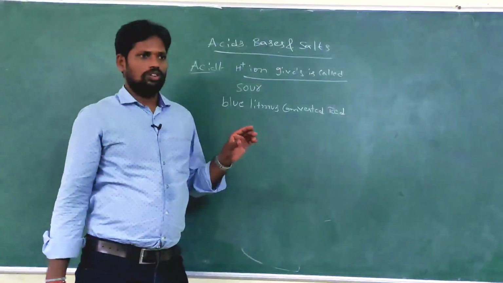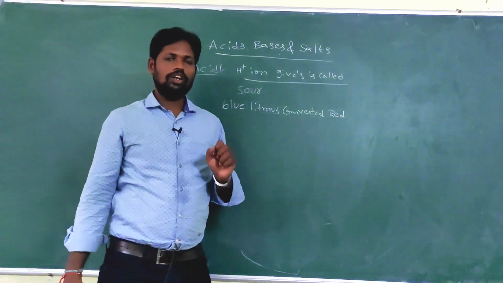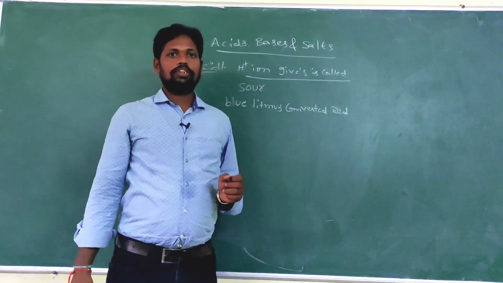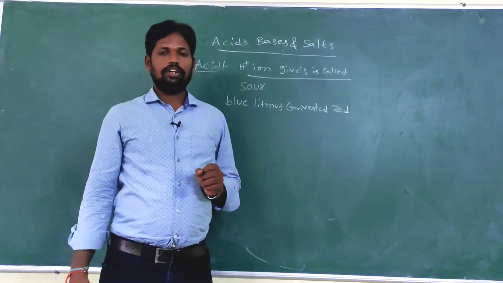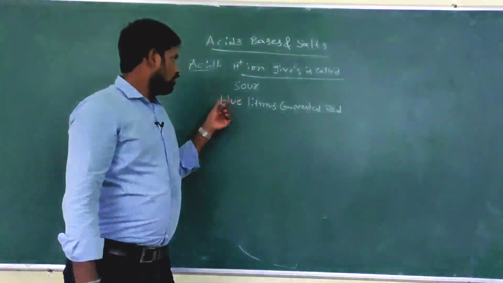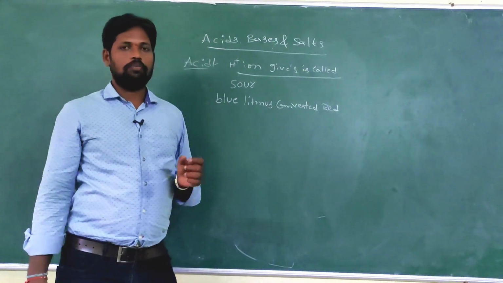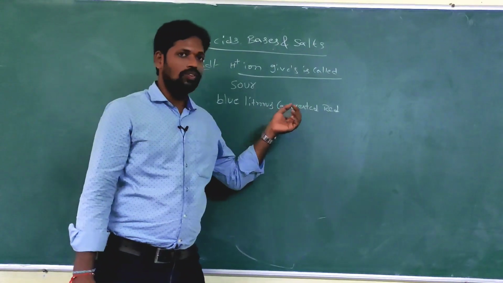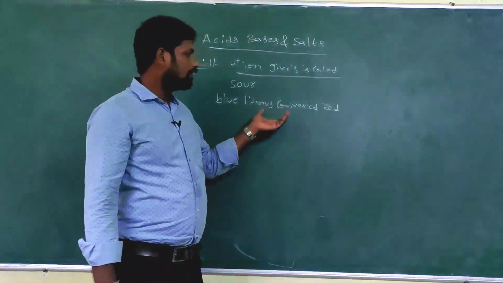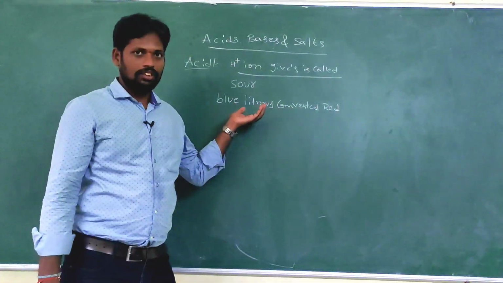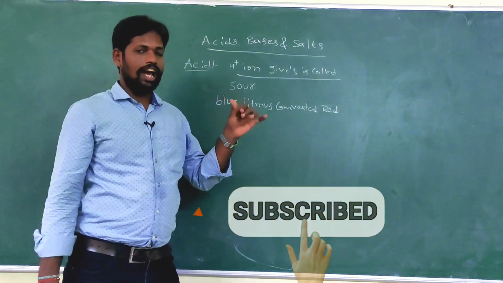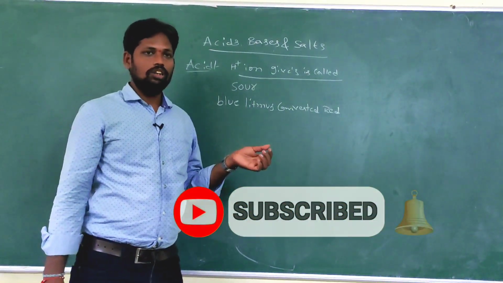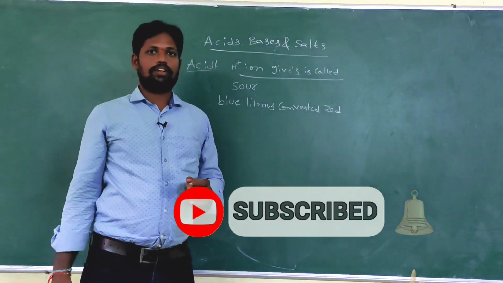Actually, you know that there are two types of litmus papers: red litmus paper and blue litmus paper. When you use blue litmus paper in an acid, it is converted into red. That is how you find out it is an acid. To find out whether it is an acid or a base, you have to use litmus paper.